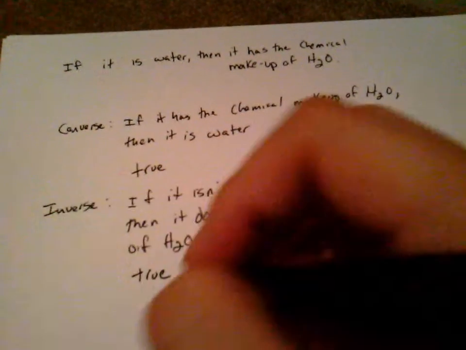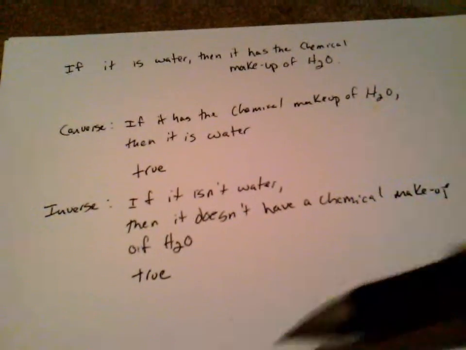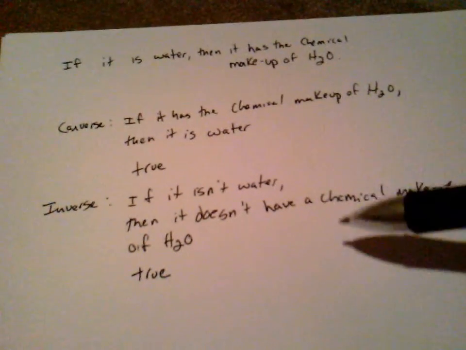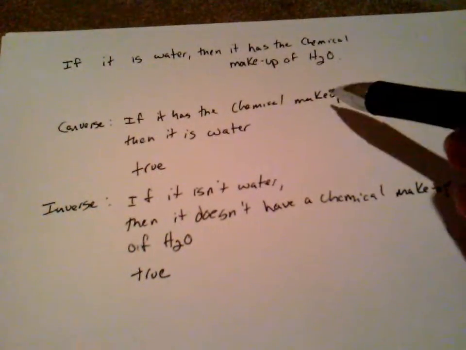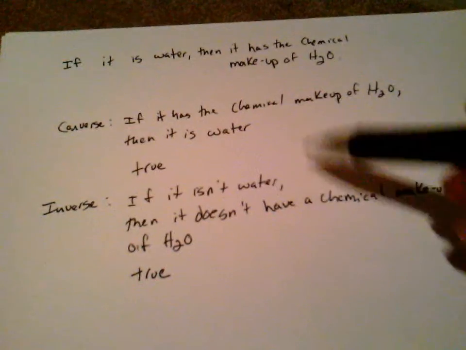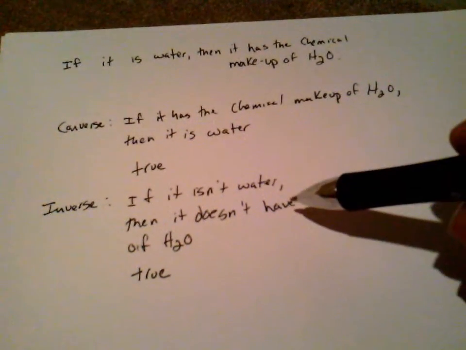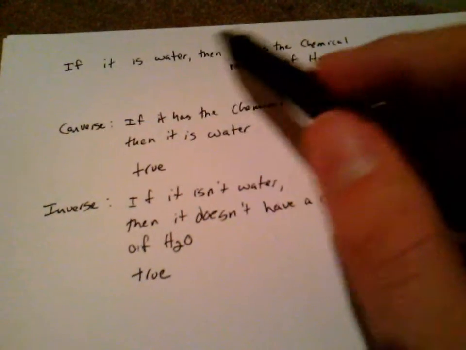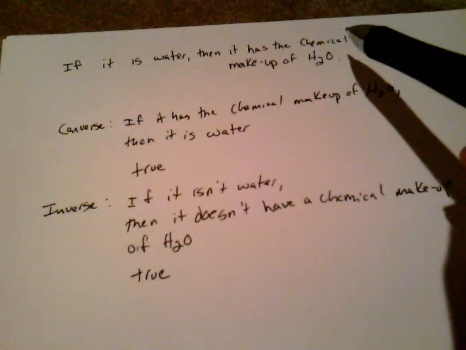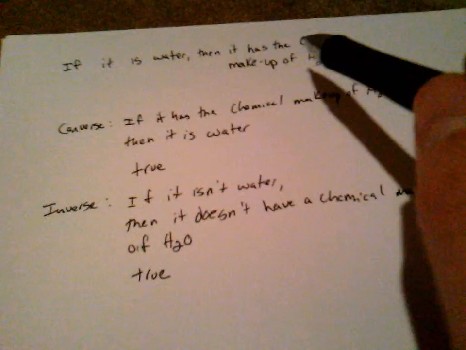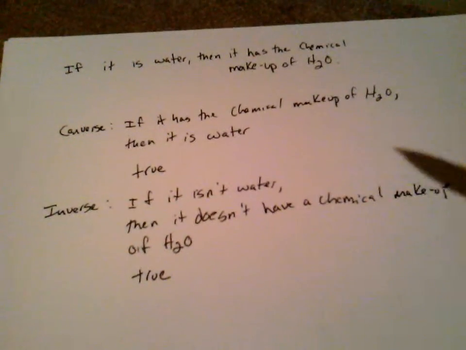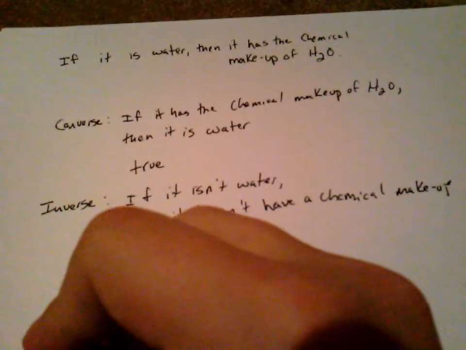Alright? I could do the contrapositive too, but I'm not going to, because I'm just trying to show you that this is what happens when you have a biconditional statement. Now, when you have a biconditional statement, you have to create another way of saying this. Okay, so instead of saying if it is water, then it has a chemical makeup of H2O, we say something like this: biconditional statement.